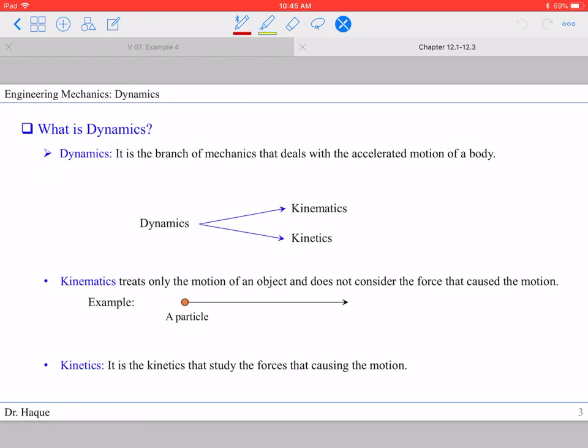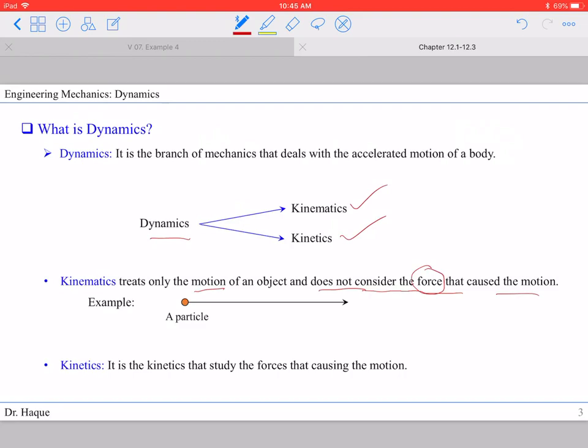So what is dynamics? It is the branch of mechanics that deals with the accelerated motion of a body. Dynamics has two parts, kinematics and kinetics. Kinematics treats only the motion of an object and does not consider the force that causes the motion.